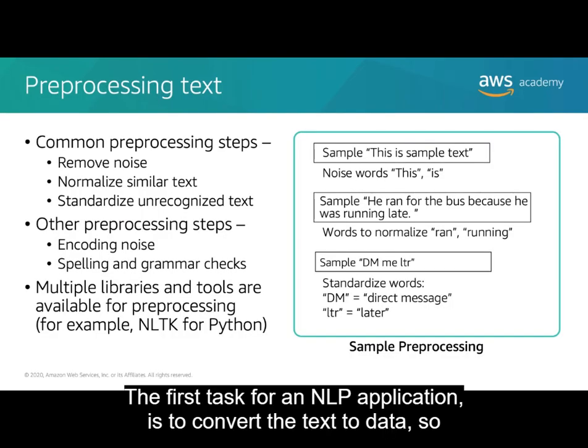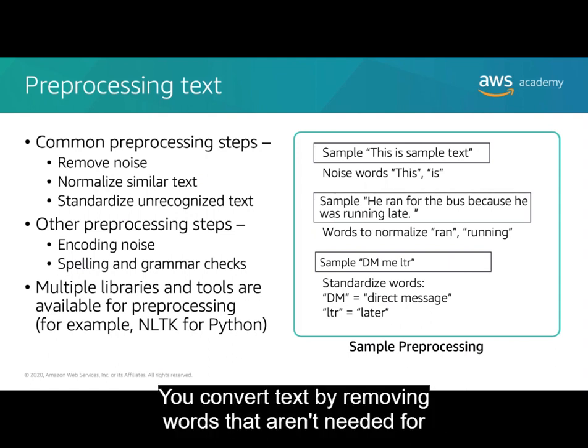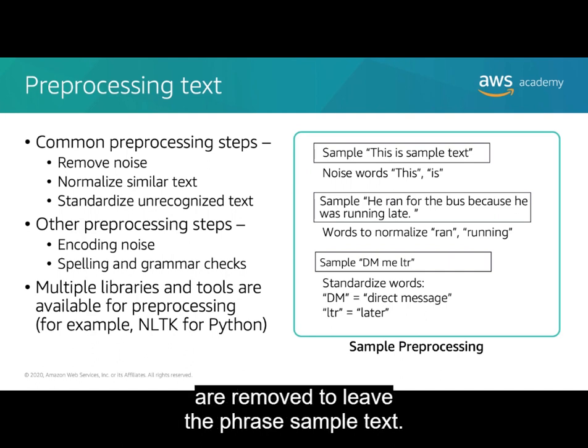The first task for an NLP application is to convert the text to data so it can be analyzed. You convert text by removing words that aren't needed for analysis from the input text. In the example, the words this and is are removed to leave the phrase sample text.